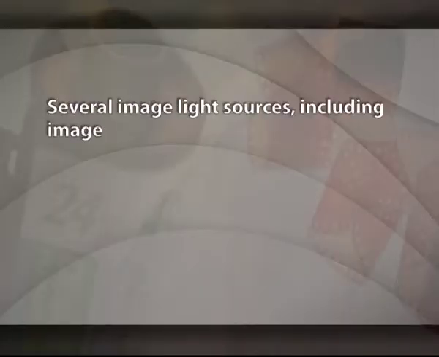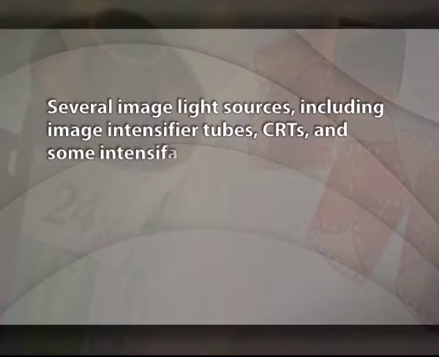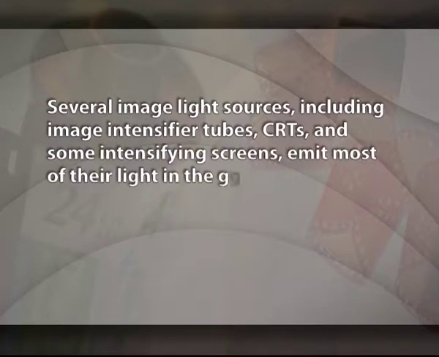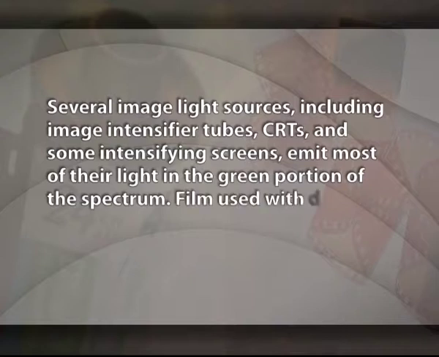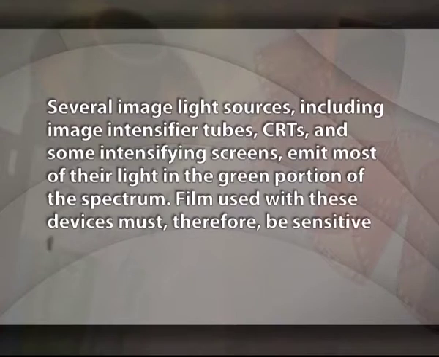Green sensitivity. Several image light sources including image intensifier tubes, CRTs and some intensifying screens emit most of their light in the green portion of the spectrum. Film used with these devices must, therefore, be sensitive to green light. Silver bromide can be made sensitive to green light by adding sensitizing dyes to the emulsion. Users must be careful not to use the wrong type of film with intensifying screens. If a blue sensitive film is used with a green emitting intensifying screen, the combination will have a drastically reduced sensitivity.